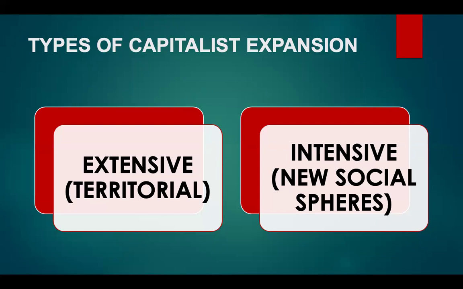So the effects of extensive expansion can be increased global trade and resource access, and creation of new markets and labor forces. The bad things about this extensive territorial expansion are that it destroys traditional economies, and it leads to imperialism, forced labor, and environmental destruction. The second one is intensive capital's expansion, the deepening of capital's relations.